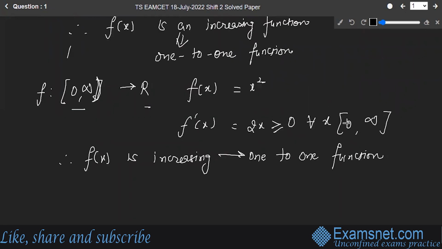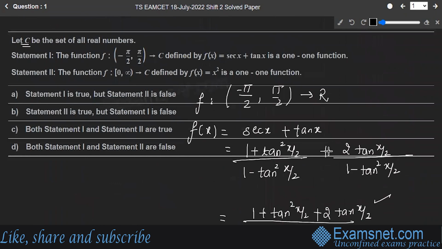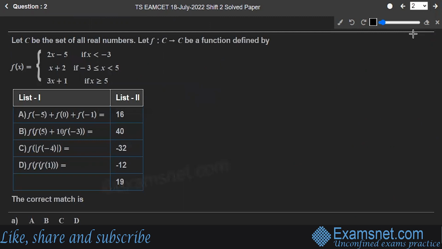1 and 2 are true. This is a one-to-one function, and even this one is a one-to-one function, which is given in the statements that they are both one-to-one functions, which means that we have both statements as true. Option C stands to be the correct answer. Hope you understood this. Next is question number 2.